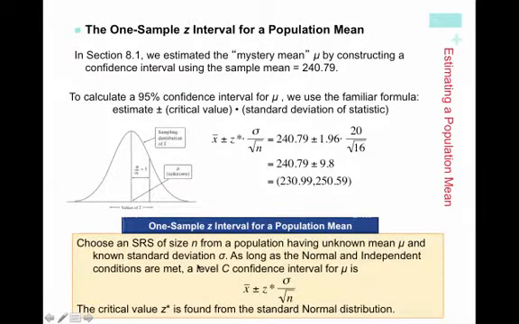So when we're choosing a simple random sample from a population having an unknown mean and a known standard deviation sigma, as long as the normal and independent conditions are met, that is the 10% condition for independence and the normal condition, meaning either the population's normal or n is greater than or equal to 30, then we have our formula for the confidence interval right here. Our z star, our critical value, comes directly from our normal distribution.